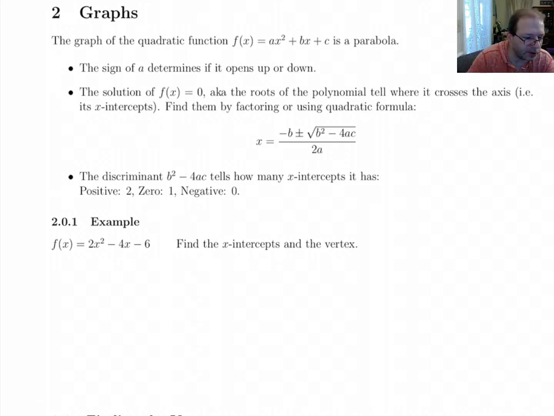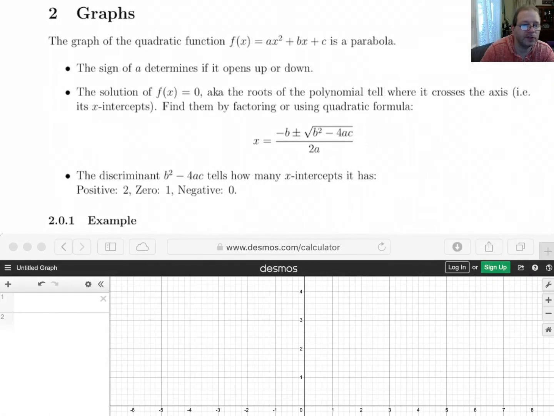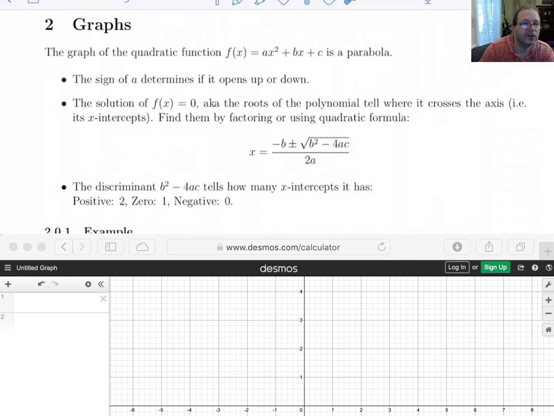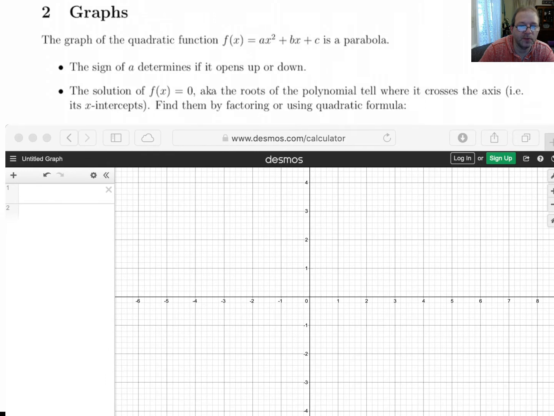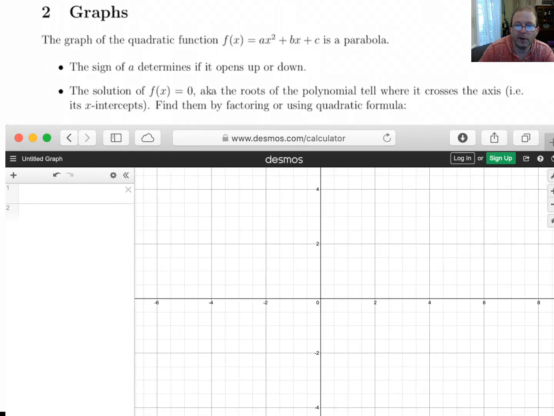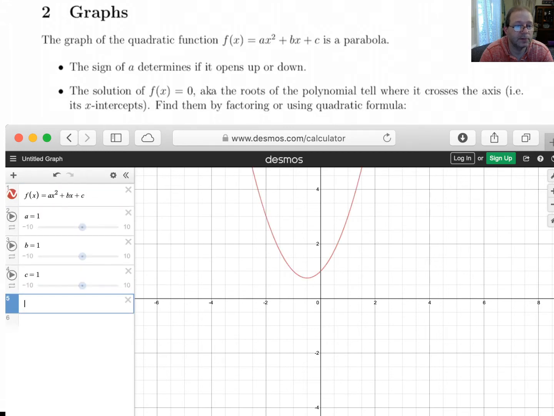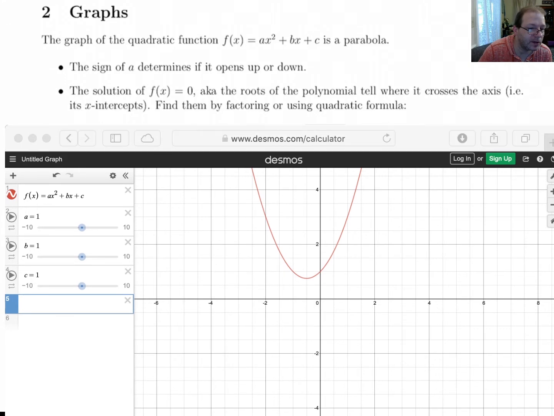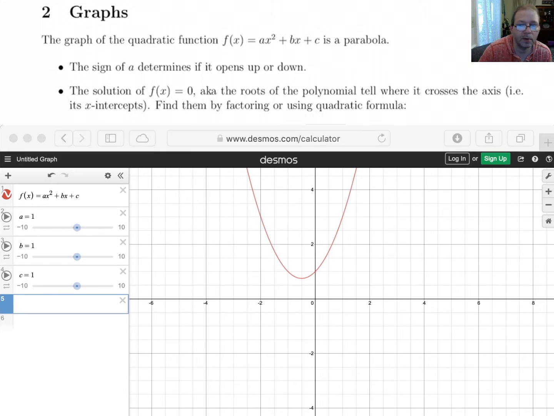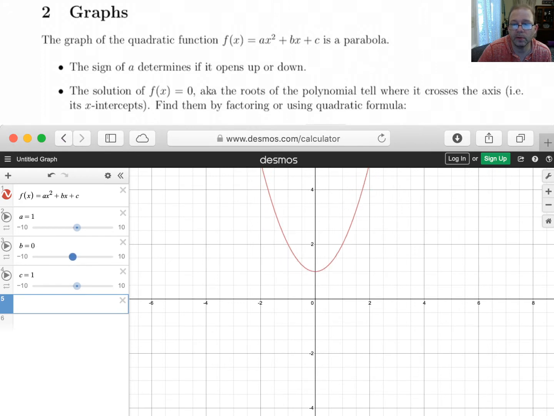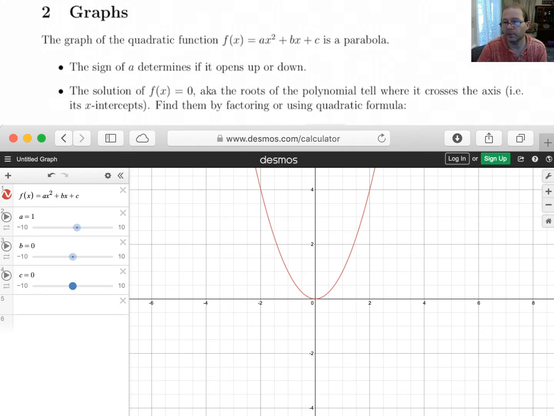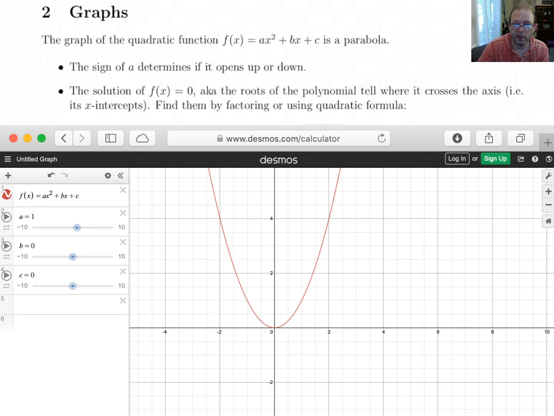So let's take a minute and just play with this. I like to play with functions. It's like they're toys. Let's see. I meant to move Desmos up. Let's look at this. Suppose we have f of x equals ax squared plus bx plus c. And there it is. It's a parabola. If I move this to make my b and c both 0, then we get the function y equals x squared, which is the parabola we always think of.